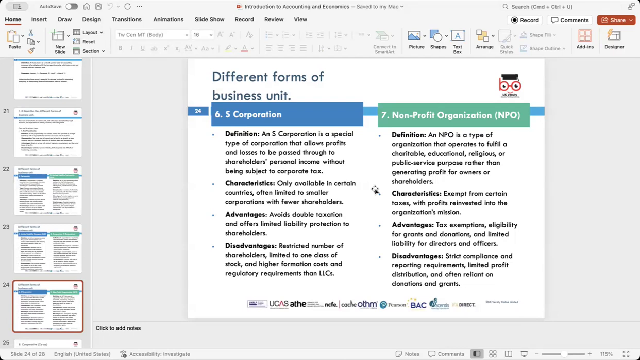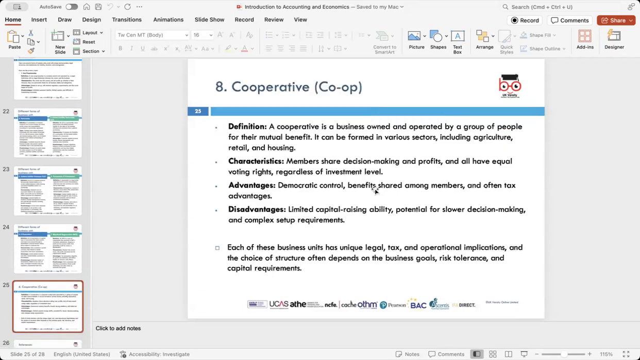A non-profit organization is a business entity that operates to serve a charitable, educational, religious, or public service purpose rather than to generate profit for owners. These organizations are tax exempt and often rely on donations, grants, and fundraising efforts to support their missions. Advantages: tax exemptions, eligibility for grants and donations, and limited liability for directors and officers. Disadvantages: strict compliance and reporting requirements, limited profit distribution, and often a reliance on donations and grants.